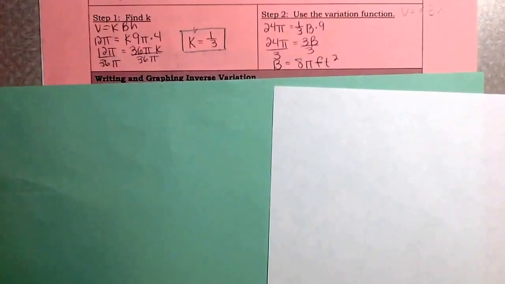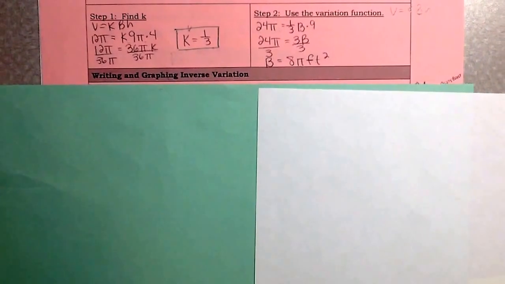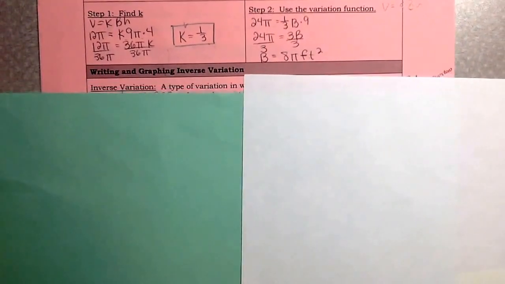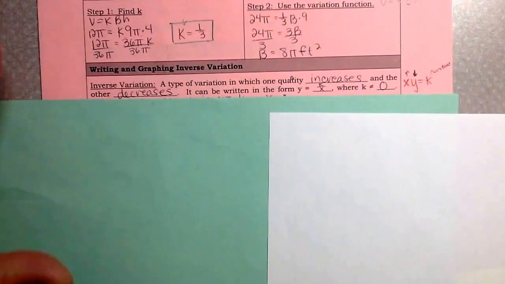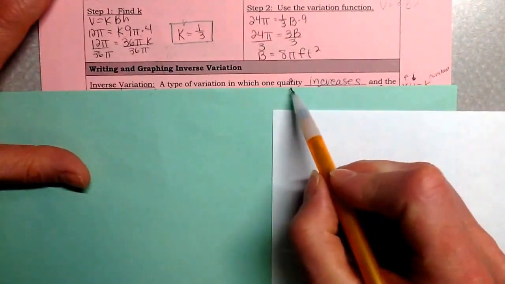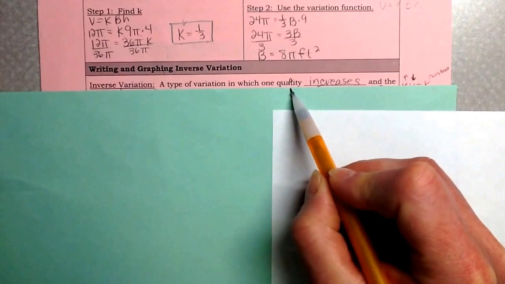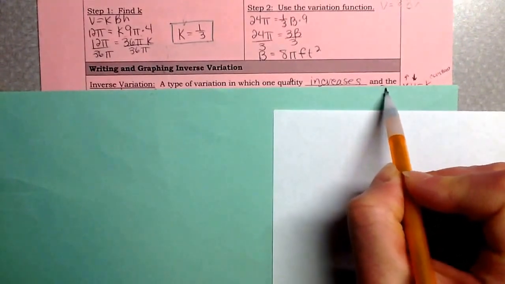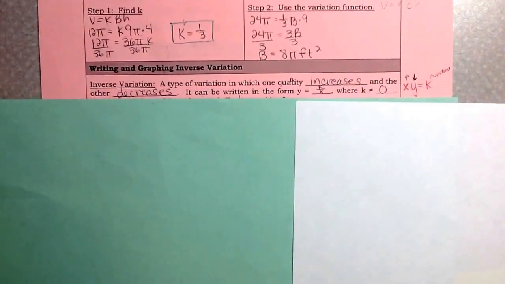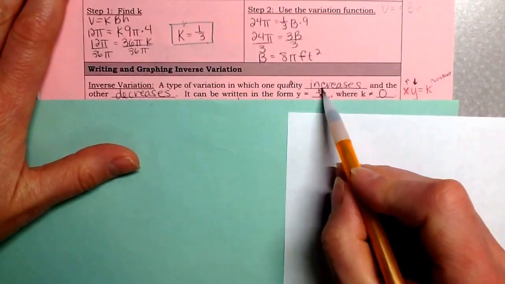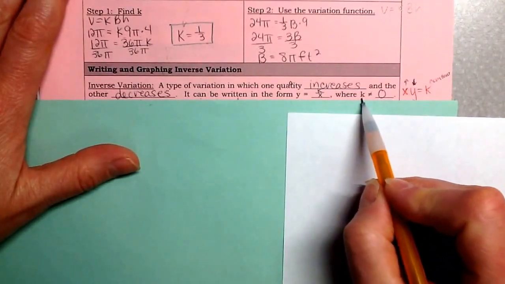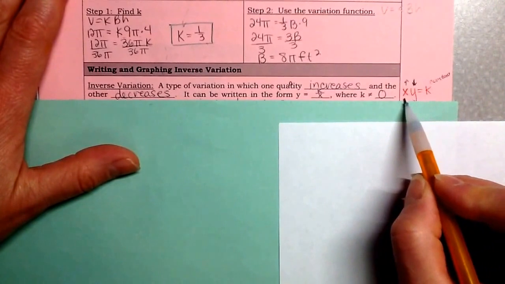All right, now we're going to write and graph inverse variation. So this is our third type of variation. Inverse variation is a type of variation in which one quantity increases as the other decreases. So it can be written in the form of y equals k over x, and again, k cannot equal 0. Now sometimes you may see it like this.